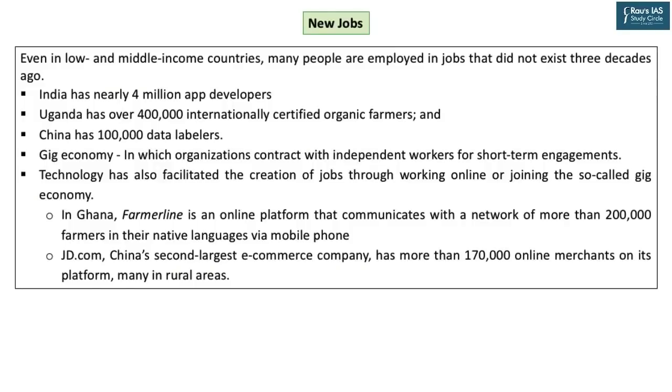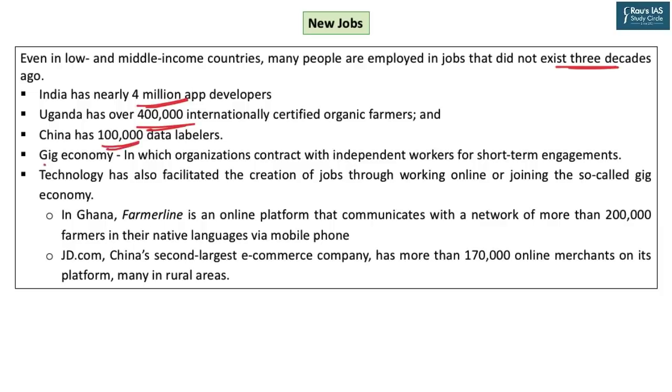Because increasingly, even in low and middle income countries, people are getting employed in jobs that did not even exist 2 to 3 decades back. For example, in India, there are more than 4 million app developers. According to the World Development Report of the World Bank, Uganda has over 4 lakh internationally certified organic farmers. China has more than 1 lakh data labelers.